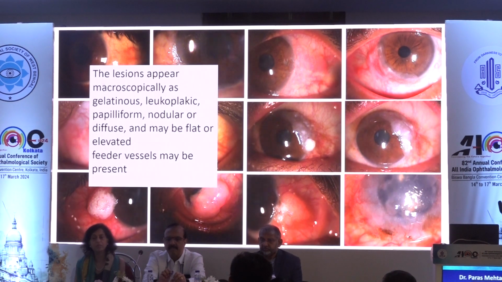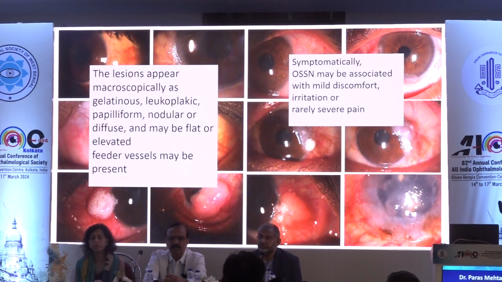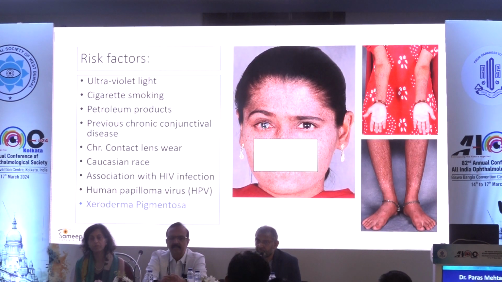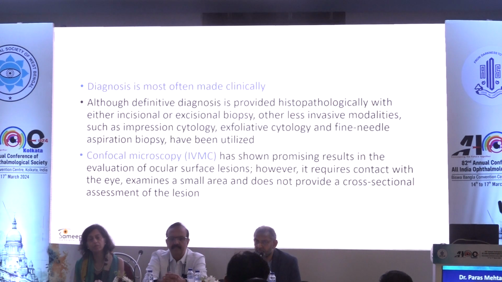The lesions appear macroscopically as gelatinous, leukoplakic, papilliform, nodular, or diffuse, and they may be flat or elevated, with feeder vessels which may be present or less distinct. Symptomatically, they may be associated with mild discomfort, pain, and irritation. The risk factors associated could be ultraviolet light, cigarette smoking, petroleum products, previous chronic conjunctival disease, chronic contact lens wear, even Caucasian race, association with HIV and HPV infections, and xeroderma pigmentosum.